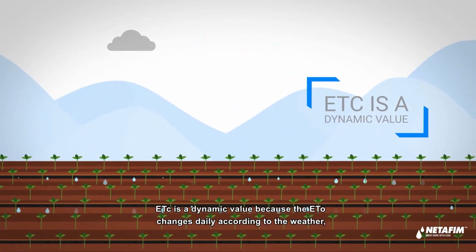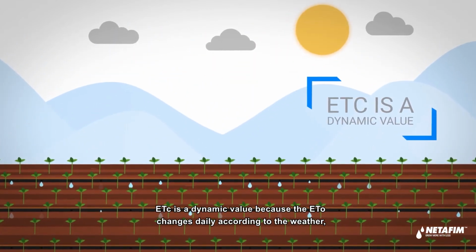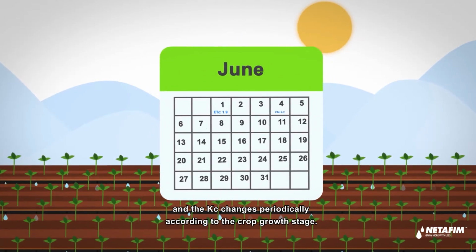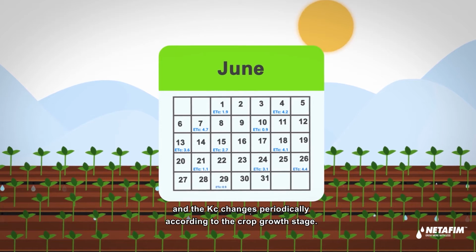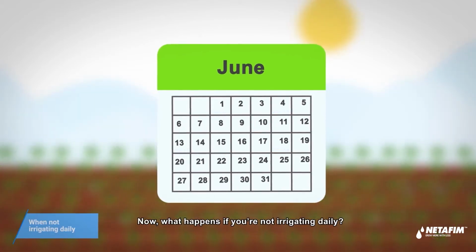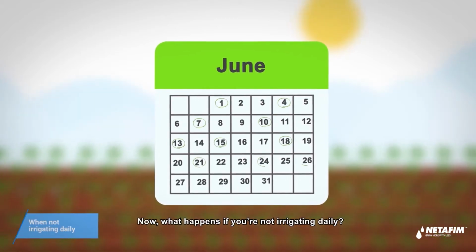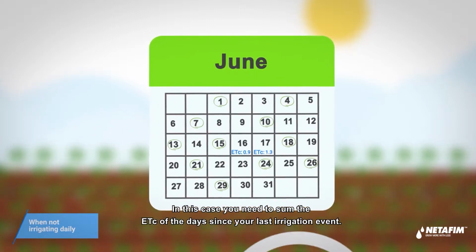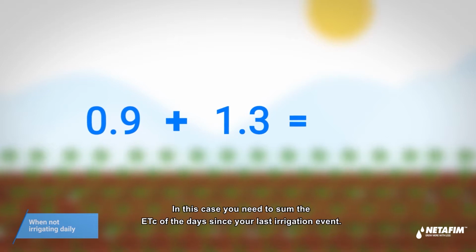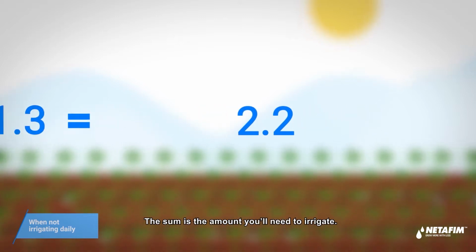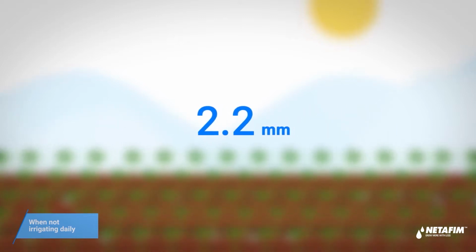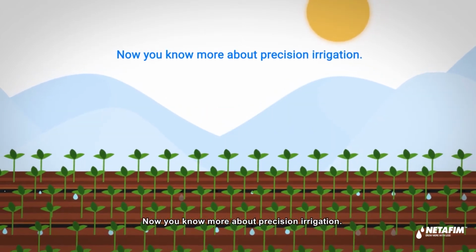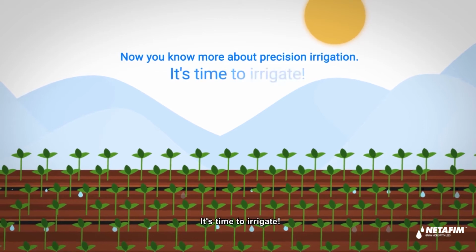ETC is a dynamic value because the ETO changes daily according to the weather and the Kc changes periodically according to the crop growth stage. Now what happens if you're not irrigating daily? In this case, you need to sum the ETC of the days since your last irrigation event. The sum is the amount you'll need to irrigate. Now you know more about precision irrigation. It's time to irrigate.